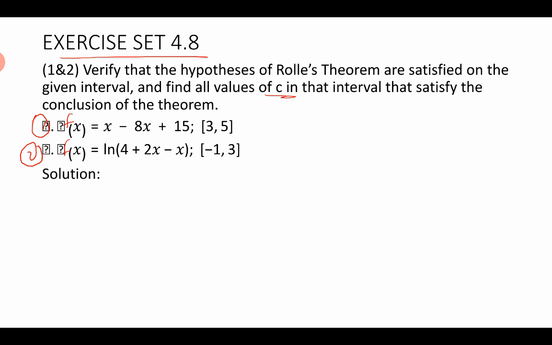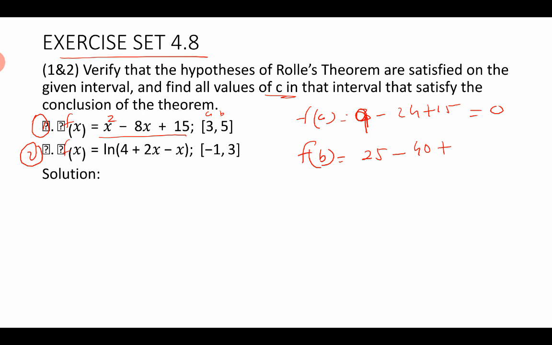First problem: f of x is given. This is a and b. What is f of a? Use 3 here: 3 squared minus 24 plus 15. This is actually x squared, so 3 squared is 9, minus 24, plus 15. So f of a is 0. Now f of b, which is 5. 5 squared is 25, minus 8 into 5, 40, plus 15. So f of a equals 0, which is equal to f of b.